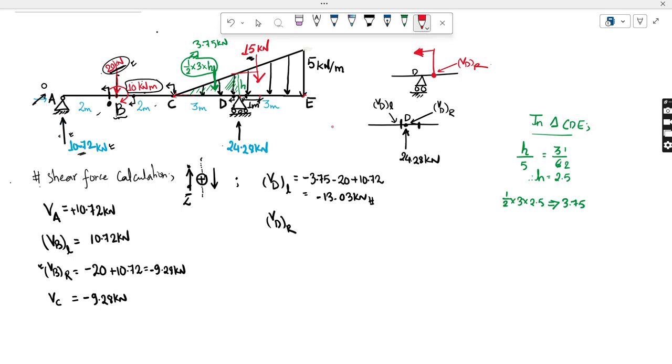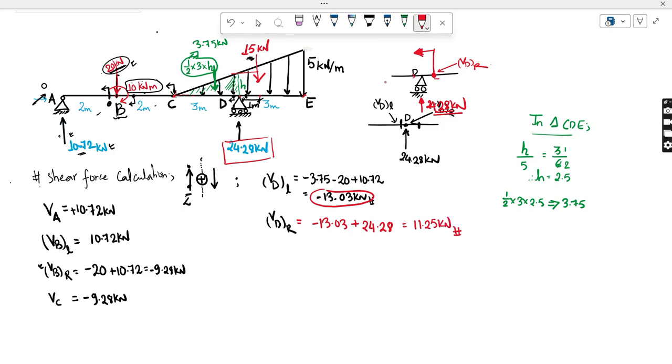What I see is that I have already crossed point D, because I am to the right of this section. Now there is one additional force which I will see, and that is 24.28 kilonewton. So VD right is VD left plus this additional 24.28 kilonewton, which is acting upward, so it is positive. This comes out as 11.25 kilonewton. I hope you understand this part.